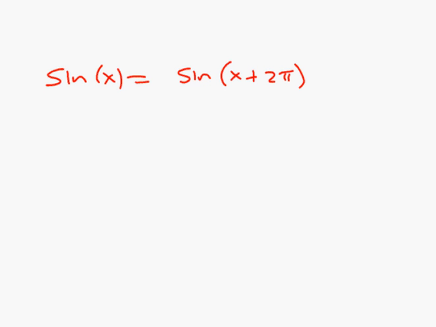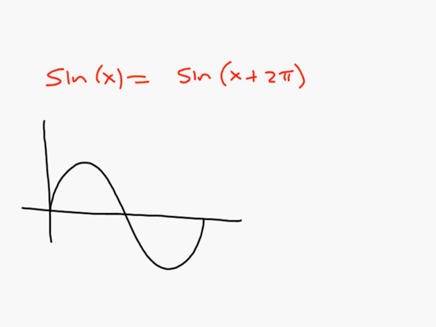Now, maybe you're not surprised with this. You know sine x is a periodic function. And why is that? Well, when you graph it, it does the following. It goes up, down, comes around. This is the number 2 pi. This is the graph of y equals sine x.